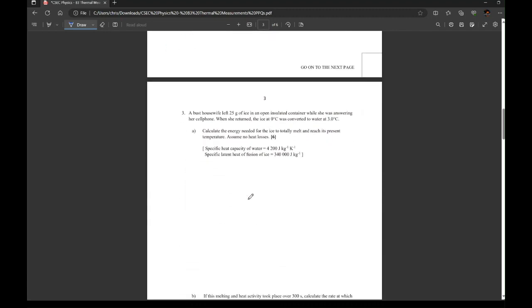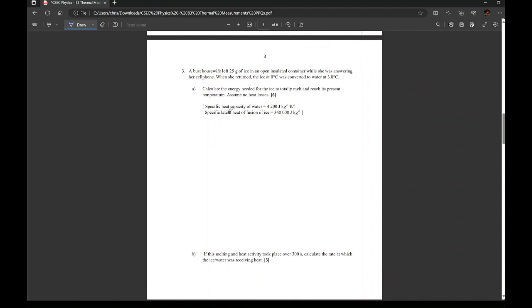So moving on. A housewife left 25 grams of ice in an open insulated container while she was answering her cell phone. When she returned, the ice at 0 degrees Celsius was converted to water at 3 degrees Celsius. Okay. So what is CSEC asking us to do? They're asking us to calculate the energy needed for the ice to totally melt and reach its present temperature. Alright. So this kind of gives us a hint of what we're going to have to do.